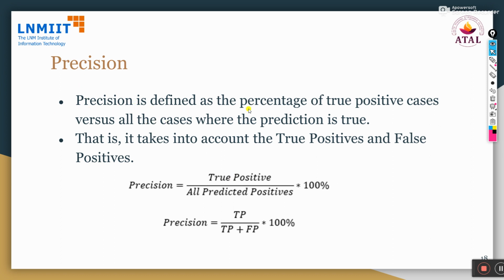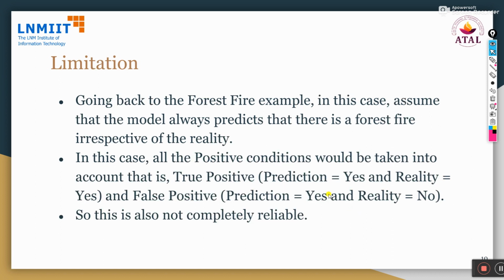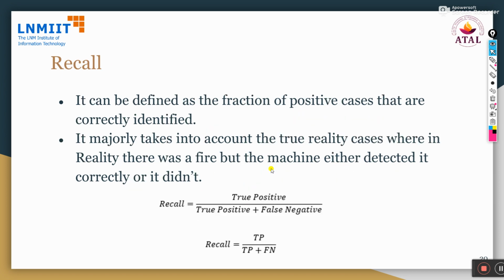Now precision is defined as the percentage of true positive, because we are going to focus on true positive, where prediction is true and reality is also true. So we have precision as true positive out of true positive and false positive. Then the limitation, going back to the forest fire example, we have a few limitations there. I am skipping this part, coming back to recall.